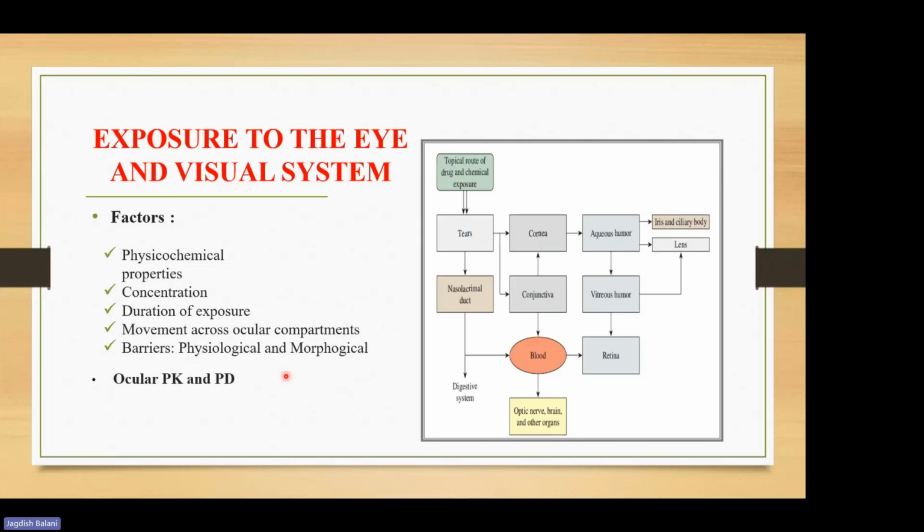Physiological barriers means routine processes which normally occur in our ocular system. That is called blinking and tearing.